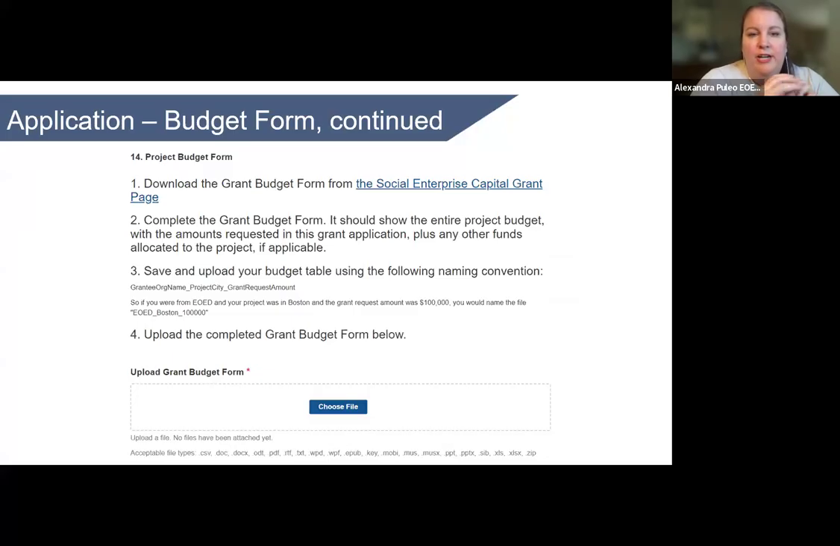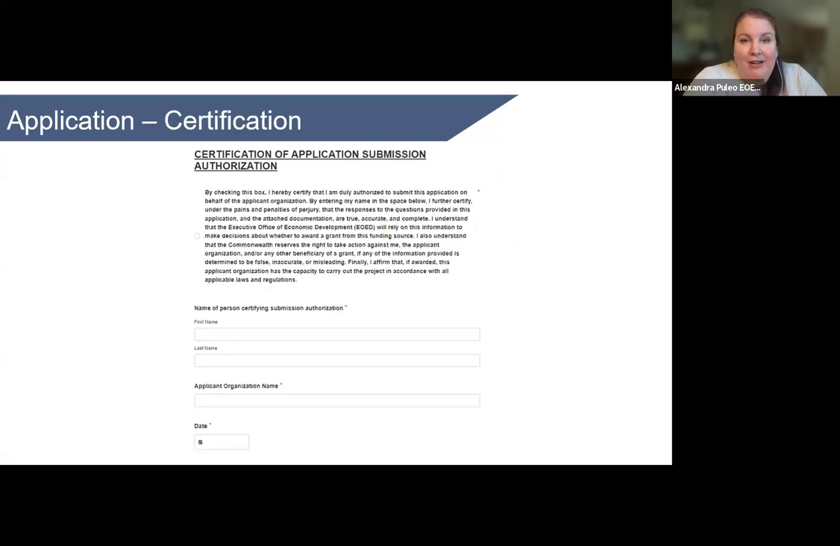Okay, we talked about this already. This is what it actually will look like in Submittable when you go to upload the grant budget form. It shouldn't have that many file types, but it's going to be an Excel sheet, so problem solved. All right, and then at the end, when you're all done, you're going to check that box that says, yes, I am certified to submit this. I'm authorized to submit this application on behalf of my organization. You're going to put your name in and the date, and you're going to submit it.